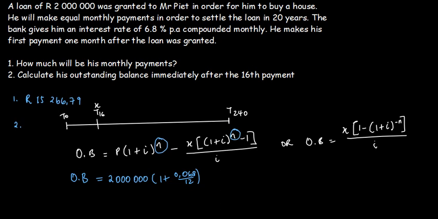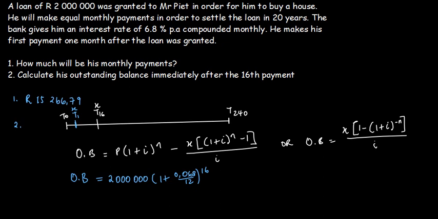Now, if you're using this formula, n means the number of payments that have already been made. Did you hear that? The number of payments that have already been made. Remember that he started paying a month after the loan was granted. So from T1 to T16, how many payments are those? That would be 16 payments.